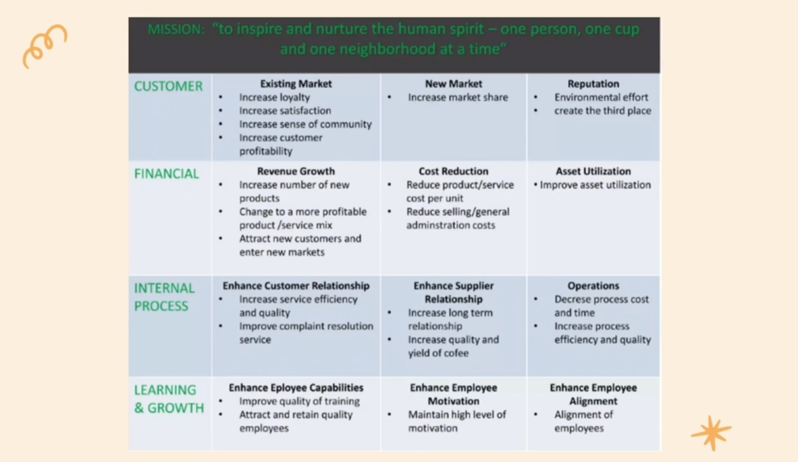Then, reputation. The company cares about 2 main aspects of its strategy. First, the awareness of the public about its environmental effort, and second, the concept of the third place between work and home, both oriented to the improvement of its public image. As well as the next ones: financial, internal process and also learning and growth.